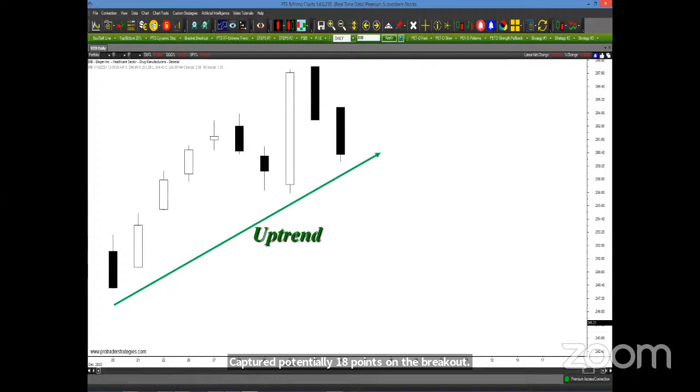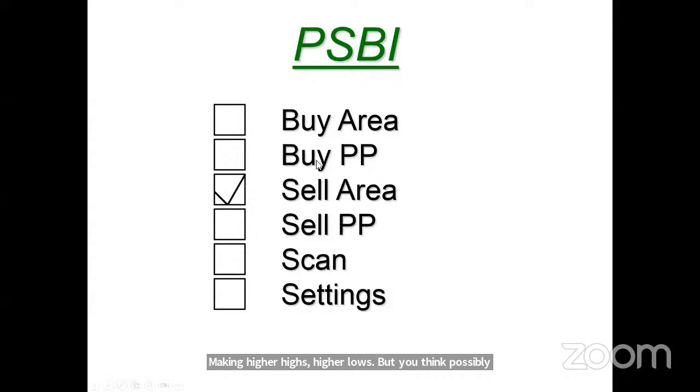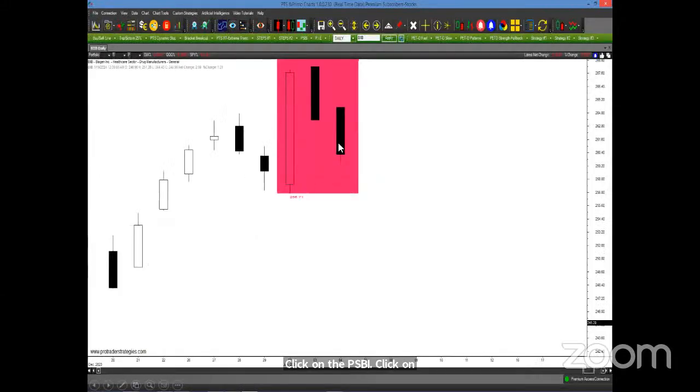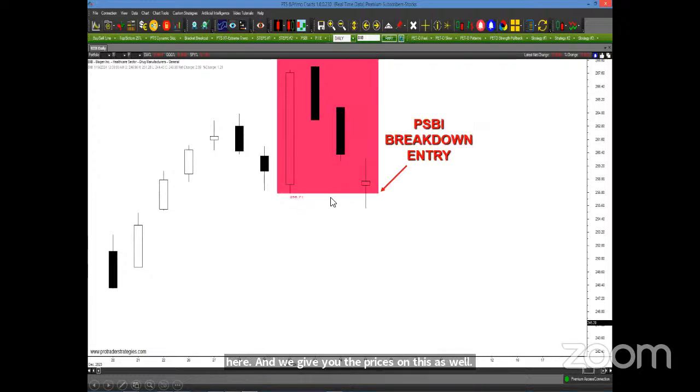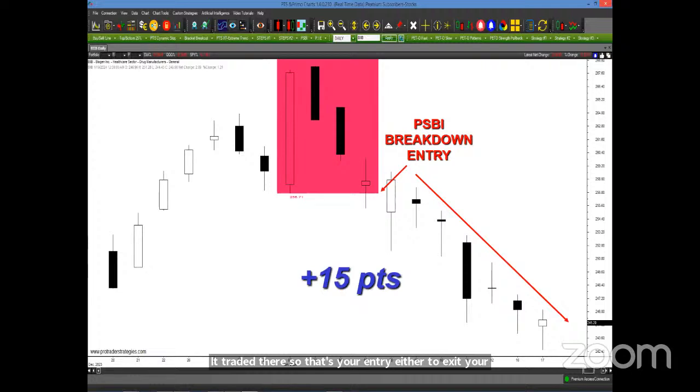Let's look at another example in BIIB, okay? Obviously, we're in an uptrend, right? Making higher highs, higher lows, but you think possibly it's a little bit too high. Click on the PSBI, click on the sell area, and you have the reddish block right here, okay? Now, it doesn't mean just sell because it's in that block. We're going to wait for it to trade below this low right here. And we give you the prices on this as well. We tell you exactly where that level is, as you can see right here. On the next bar, it traded there. Even though it didn't close there, it traded there. So that's your entry, either to exit your long position or to go short. And in the next couple of weeks, it dropped 15 points, okay?